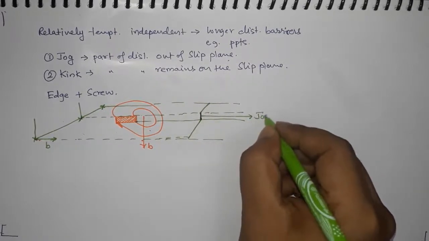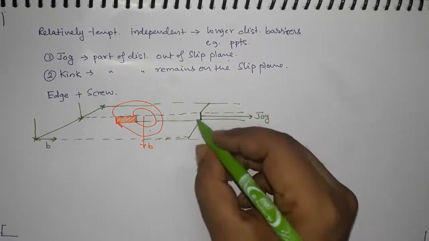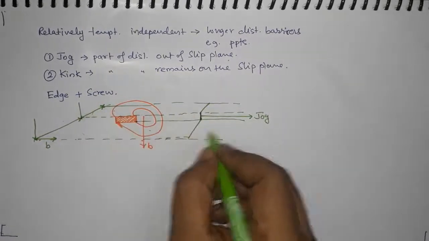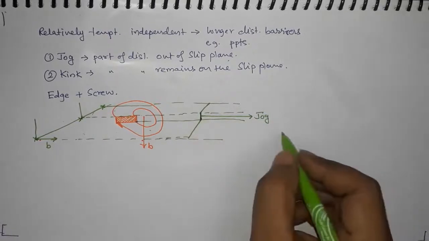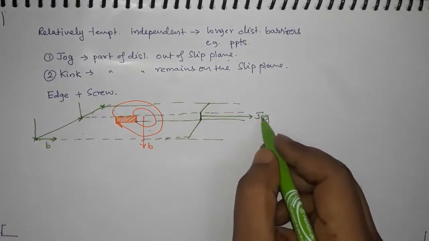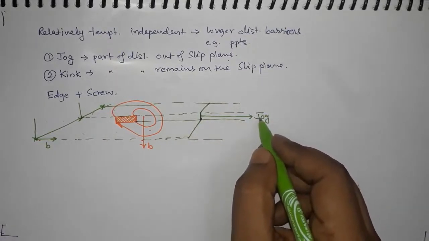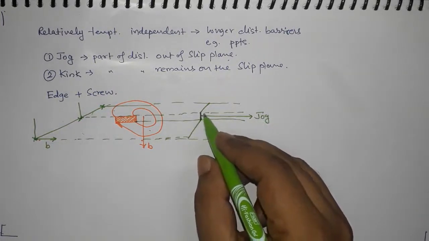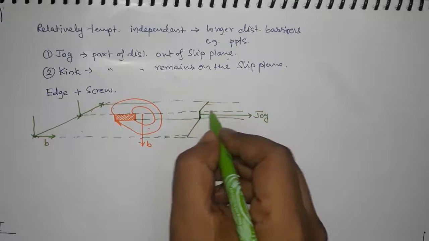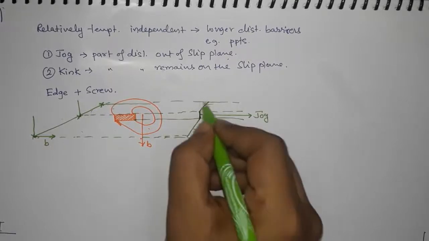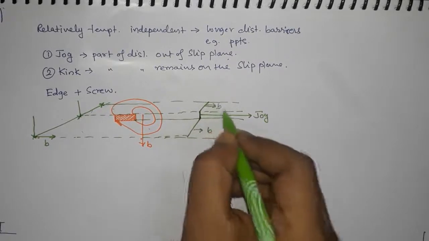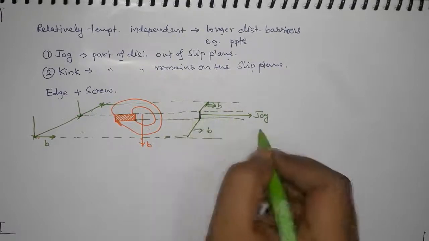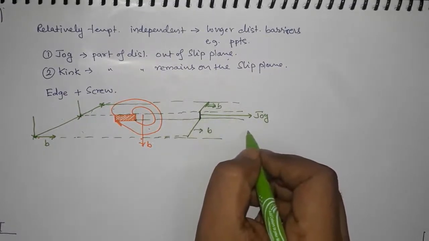This is a jog. If this is my slip plane, this part is perpendicular to the slip plane, so that part cannot move. But it can move if these two parts of the dislocation are moving. If one part is not moving and another wants to move, that movement is not possible.